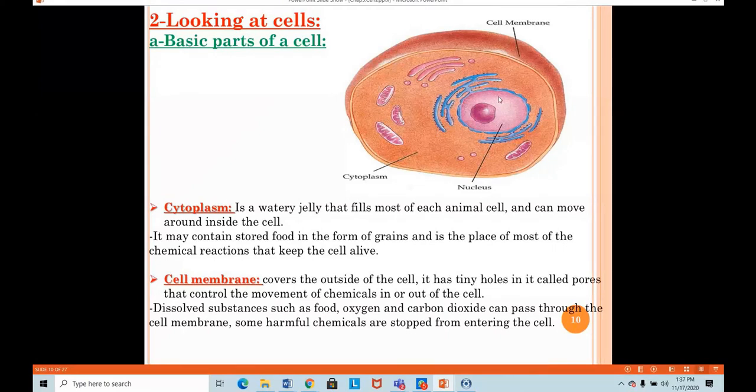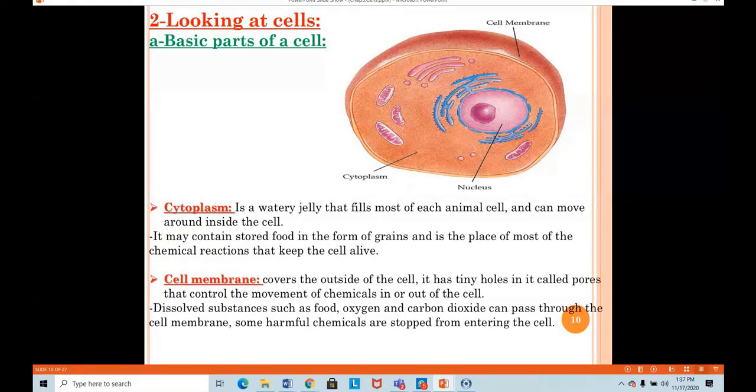So energy can be released, as well as carbon dioxide and water. Yes, energy is released, and the byproducts, the waste products which are released, are carbon dioxide and water.